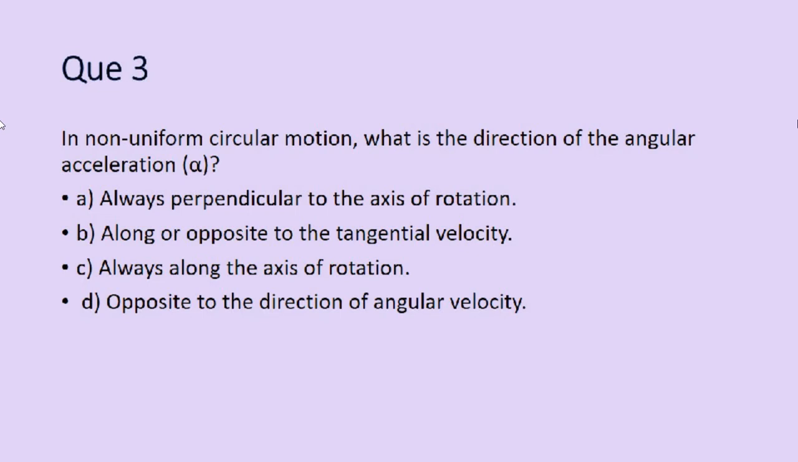Question number 3. In a non-uniform circular motion, what is the direction of the angular acceleration alpha? Option A, always perpendicular to the axis of rotation. Option B, along or opposite to the tangential velocity. Option C, always along the axis of rotation. Or option D, opposite to the direction of angular velocity.